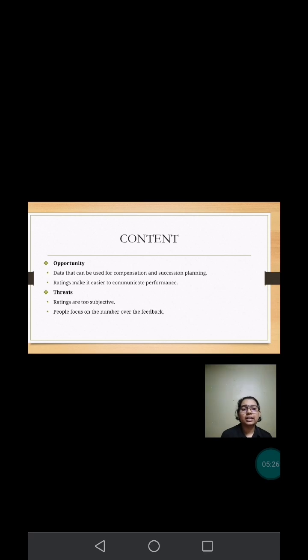First one, it would be data can be used for compensation and succession planning. When it comes to assessing how good something or someone is, everyone loves a grading system, from rating a restaurant 5 stars to giving something an F for being totally subpar. The same goes for people in an organization. So the second one would be ratings make it easier to communicate performance.